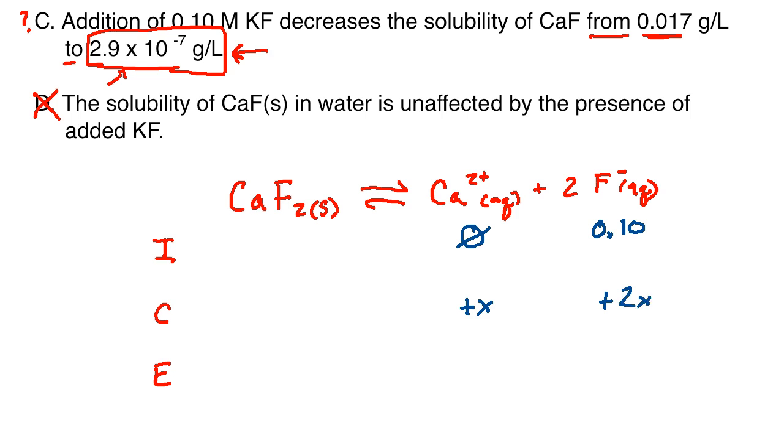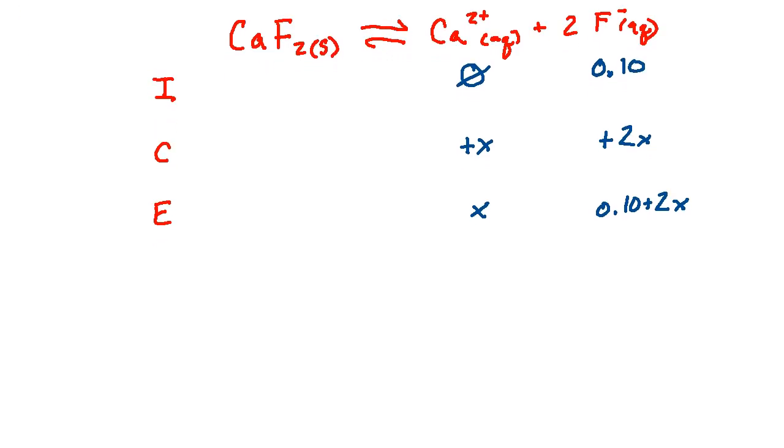All right, so then the change here, we would have plus x, and here we would have plus 2x. So now, when we're at equilibrium, what do we have? Well, we would have x, and we would have 0.10 plus 2x. So it's a little more complicated than what we had in the previous example when we were looking at the calcium hydroxide.